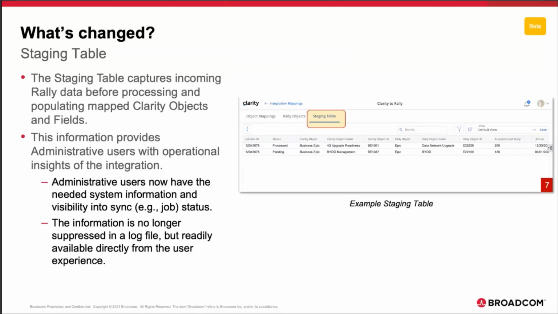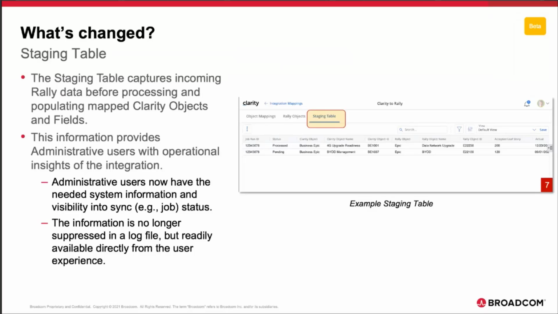Now, this release doesn't have it, but this is basically setting the framework for pre-processing the data while it's in the staging table before it goes into Clarity. For now, that capability is not there just yet. But this information does provide the administrative user with the inner workings and transparency of the integration. Administrative users have the needed information that provides a sense of trust in the system and visibility into the sync job status. It's no longer suppressed in a log file, but readily available from the user experience.